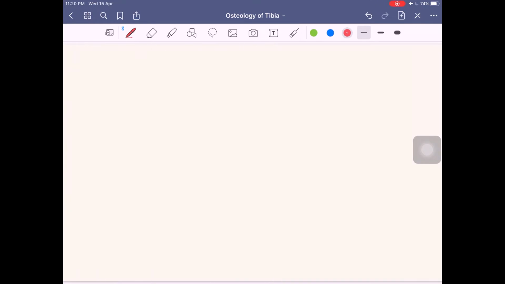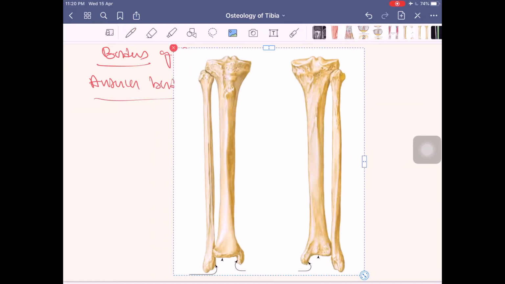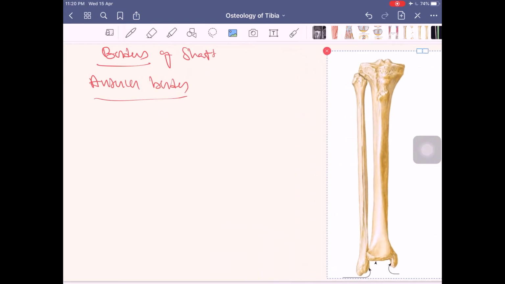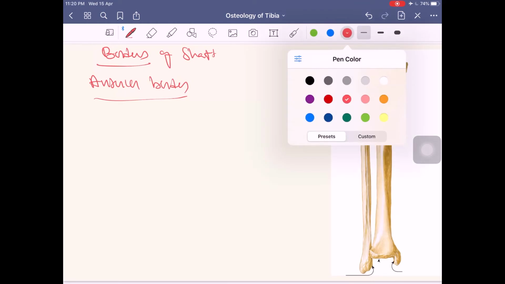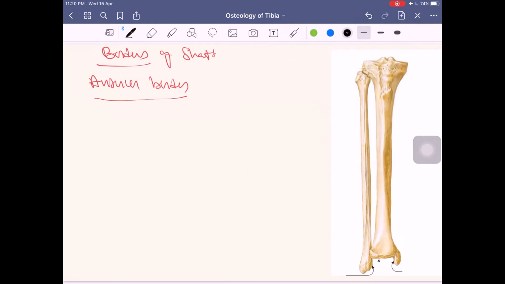So let us see each border one by one. First we will do the borders, then we do the surfaces. Borders of the shaft: first the anterior border. Here you can notice this is the border which is going all the way.